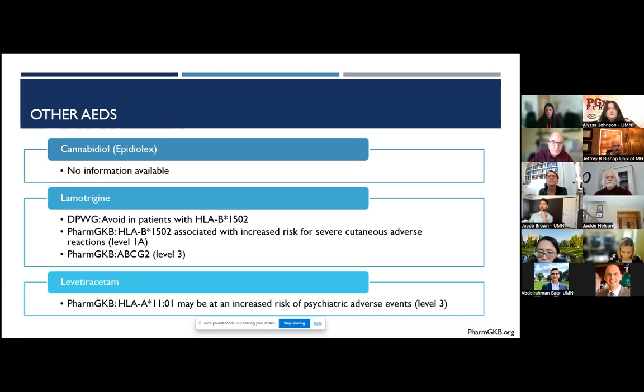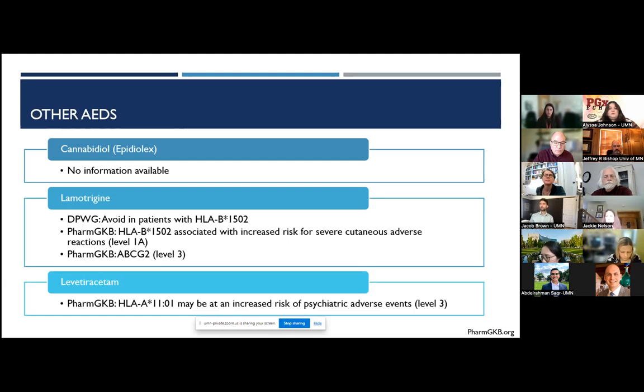So the next few drugs are used very often in patients with epilepsy, but pharmacogenomic information is lacking. So I included some examples from the clinical annotations section in PharmGKB. For these drugs, specifically cannabidiol or Epidiolex to start, there's no clinical annotations for that drug, but we do know about some important CYP enzymes involved in its metabolism. And the drug itself also inhibits or induces some different CYP enzymes, so drug interactions are quite common.